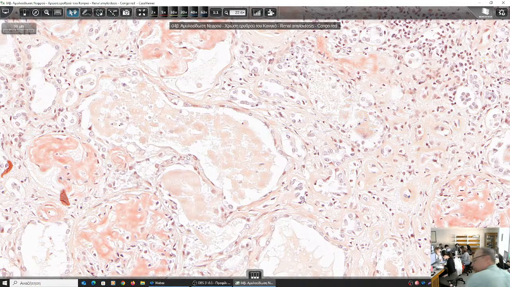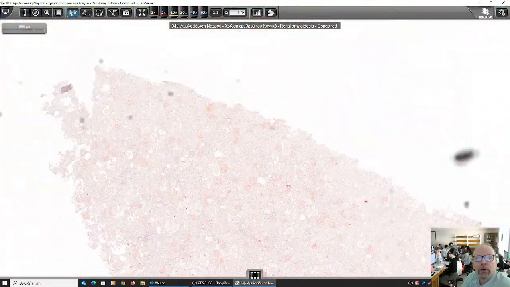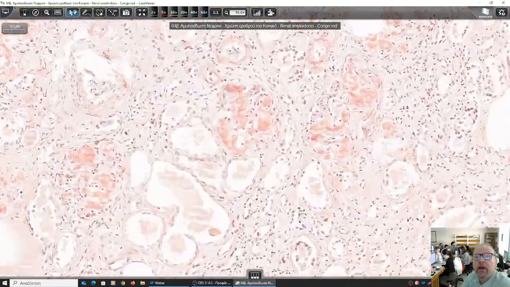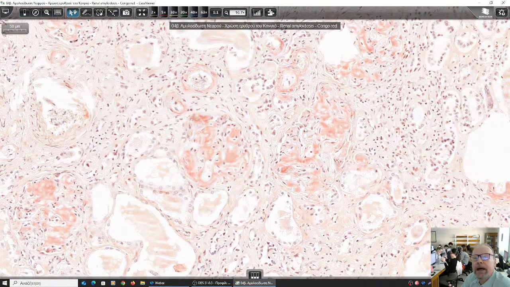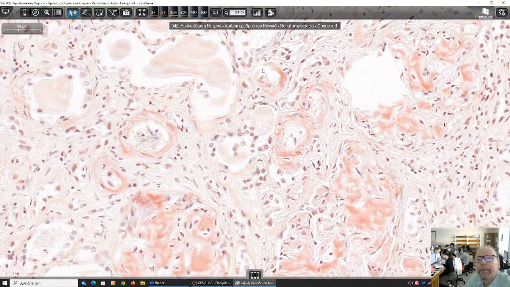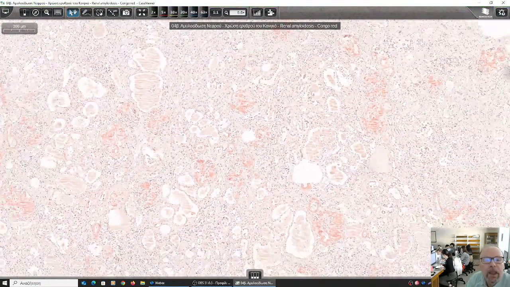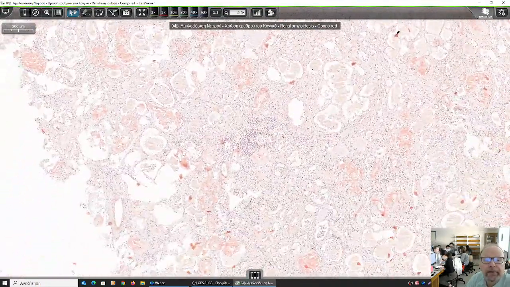It's very easy. So here, let's have a look at another place. What are these structures affected by amyloid? What are they? The mesangium of glomeruli. Excellent. This one? Blood vessel. And what are these?